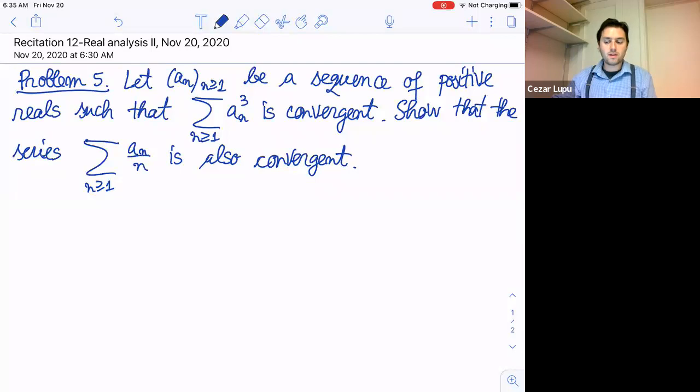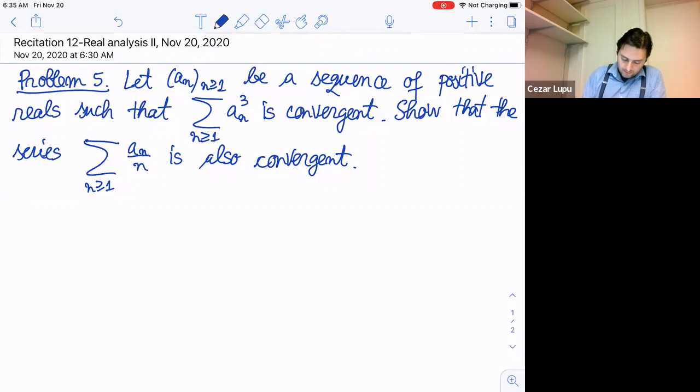Well, remember in the lecture we had a similar problem, where instead of a_n cubed we had a_n squared, but we have to prove basically the same thing. So maybe we can come up with a similar idea. In that problem, we used the arithmetic geometric mean inequality. So maybe we could do something similar here.